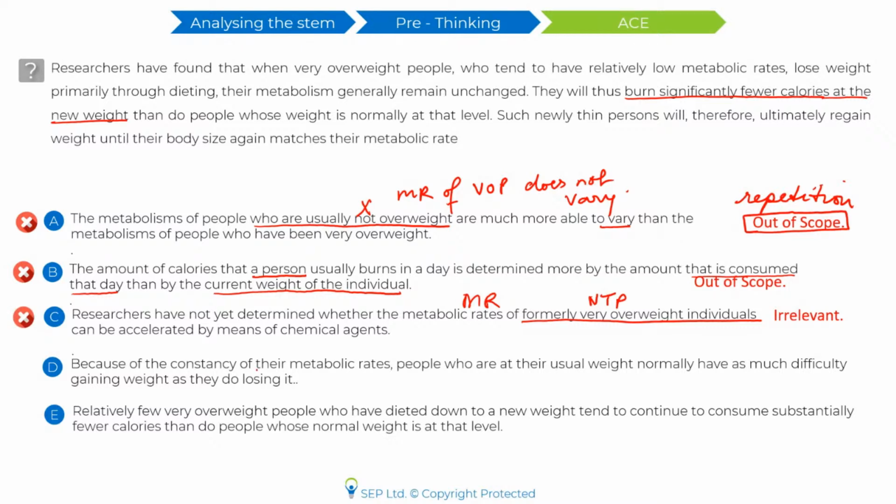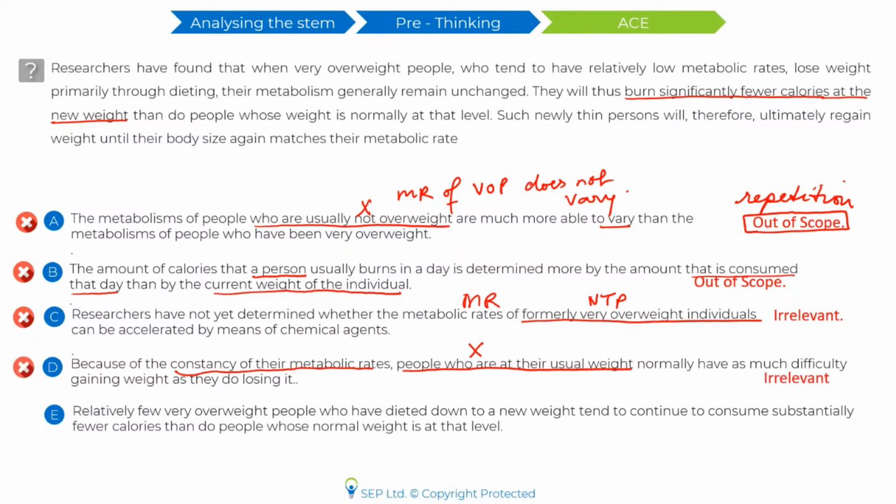Because of the constancy of their metabolic rates. Whose metabolic rates are constant? People who are at their usual weight. So we are not talking about these people, right? These are the normal people. So these people have as much difficulty gaining weight as they do losing weight. Does not tell us why the newly thin people will regain weight. So D is also irrelevant.